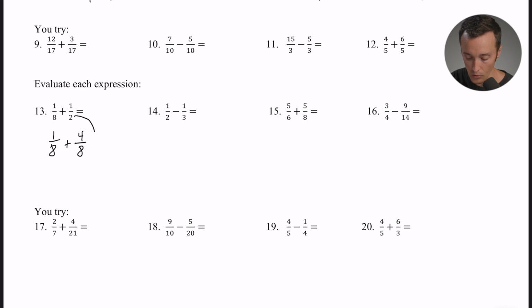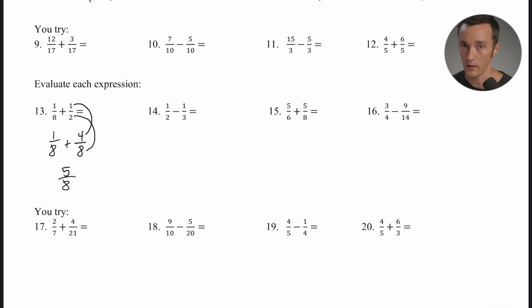How did the 2 turn into an 8? What did you do to it? Well, you multiplied it by 4. So if you also multiply the top, 1 times 4, you'll get 4, okay? Now it's like one of those problems from the top of the worksheet, because now they have a common denominator. If I take 1/8 plus 4/8, I'll get 5/8, okay?